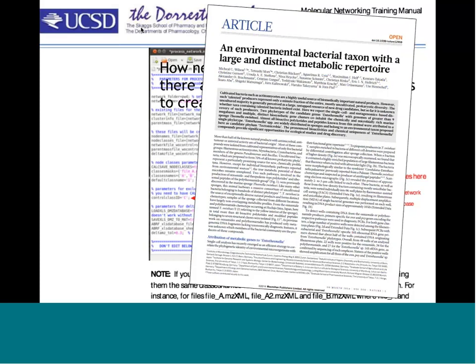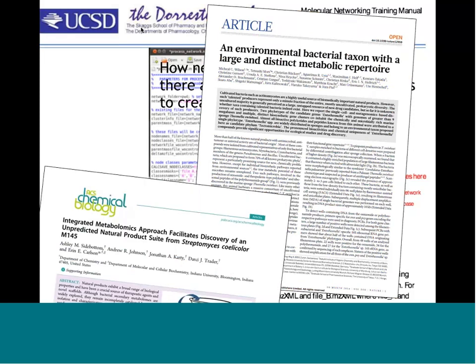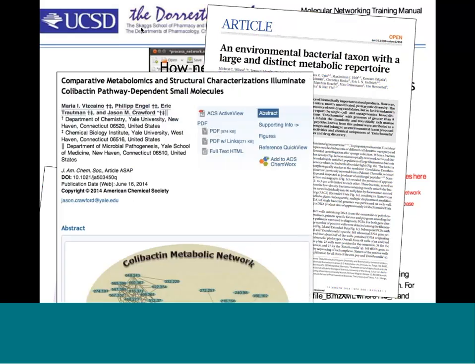Now this was successful. There's a Nature paper where they showed that a new environmental taxon had a distinct metabolic repertoire. It was used to show that Streptomyces silicola makes an unpredicted natural product suite. It was used to find the molecule silibactin, which is a molecule that is thought to be responsible for initiation of colorectal cancer.